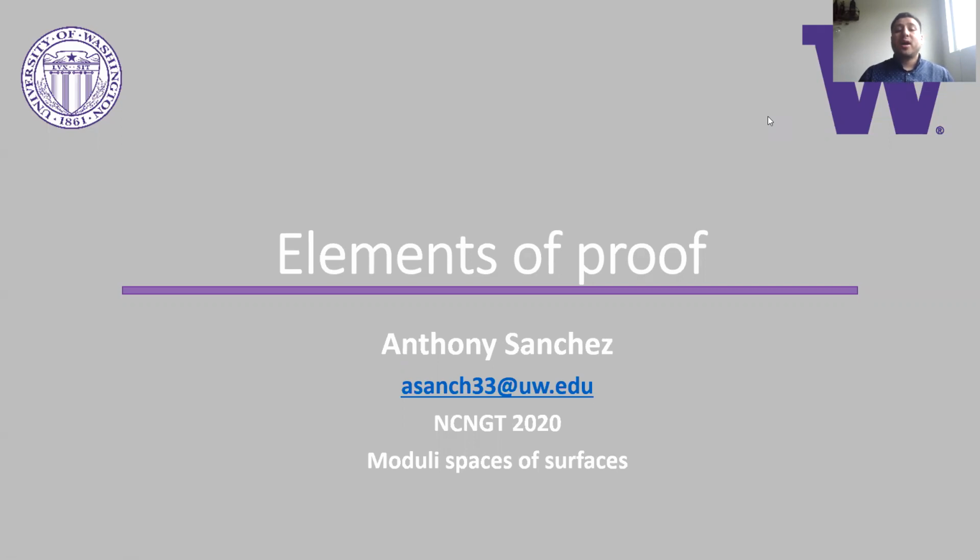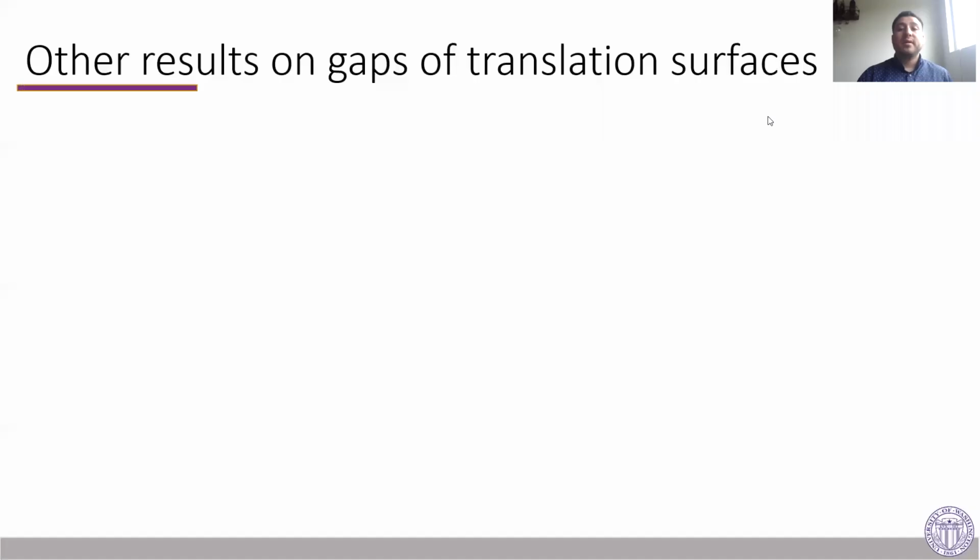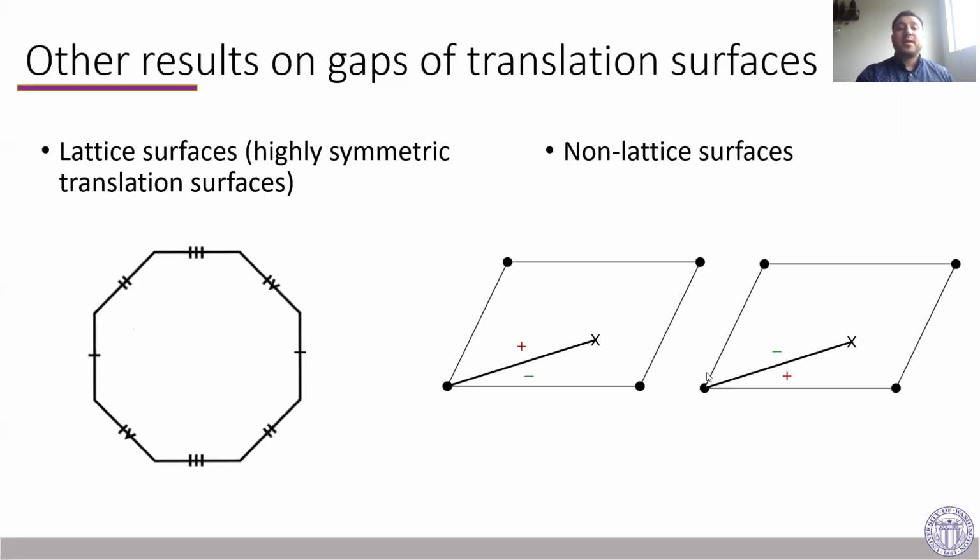So in the second part of the talk, I want to give an indication of one key element of the proof, and I also want to tour the history of gap distributions and translation surfaces. The way I'll break it up is, first I'm going to look at lattice surfaces, and then I'll look at non-lattice surfaces and the results in these situations.